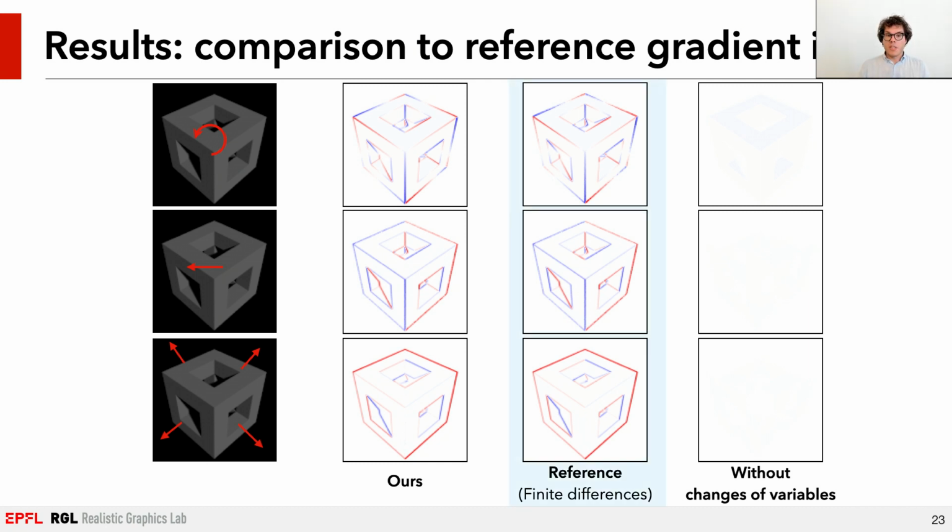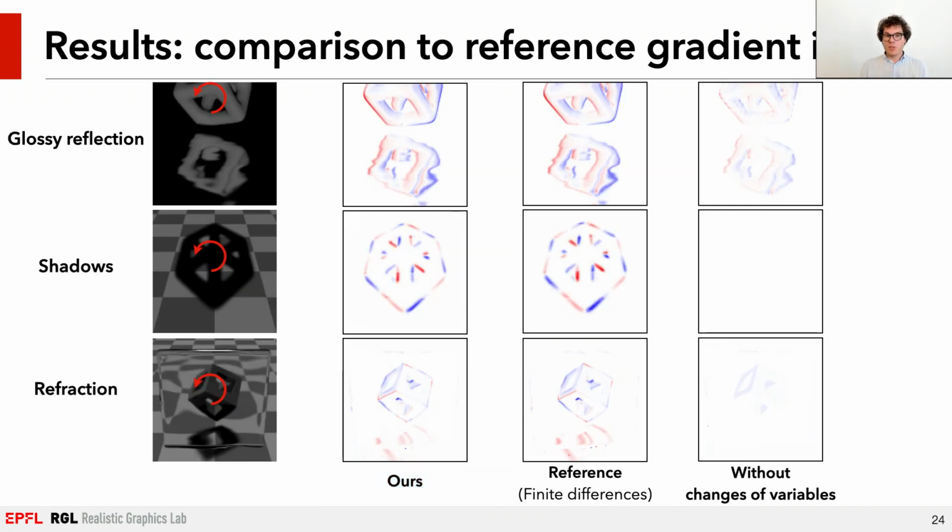The middle column is the reference from finite differences. The right column shows what the gradients look like when we don't do anything special. You can see that they're essentially 0. And the left column is this new change of variables approach. So you can see that it matches the reference. All of this also works for indirectly observed discontinuities like glossy reflections of an object, shadows, and even refraction.